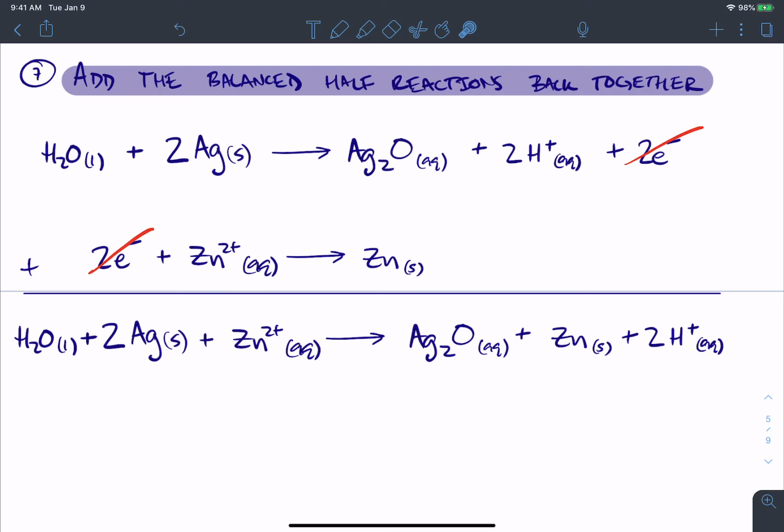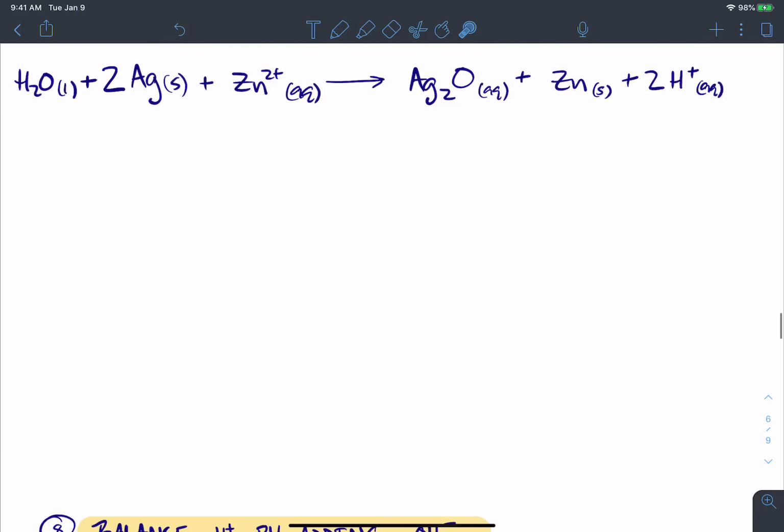And then we combine everything that's on the reactant side, write it down here. Everything that's on the product side left over, write it down here. And this would be our balanced reaction in acidic media. And so the final 3 steps are going to be essentially converting this balanced reaction in acidic media into a balanced reaction in basic media.